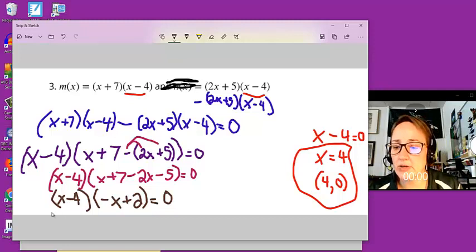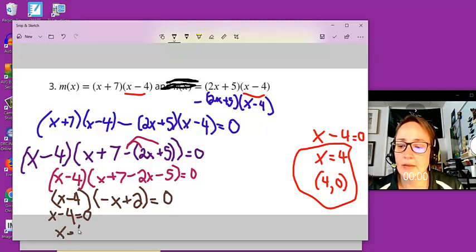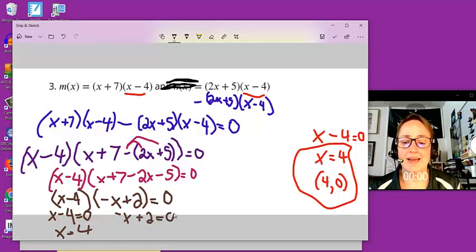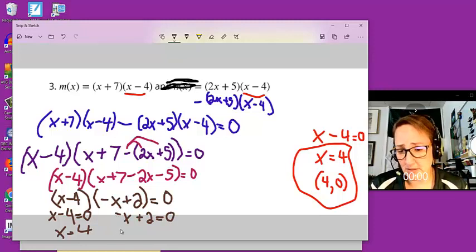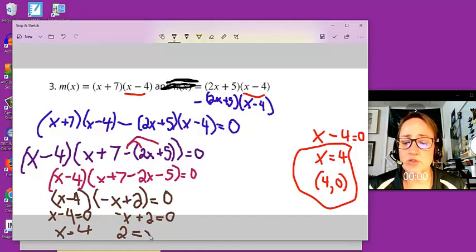So I can look at this like x minus 4 equals 0, and I can solve to figure out that one of my x's has to be a positive 4. And then on my second factor, I can set negative x plus 2 equals 0. This time I'm going to add the x to both sides because right now it's negative. I like working with positives better than I like working with negatives. And I find out that my second x equals 2.